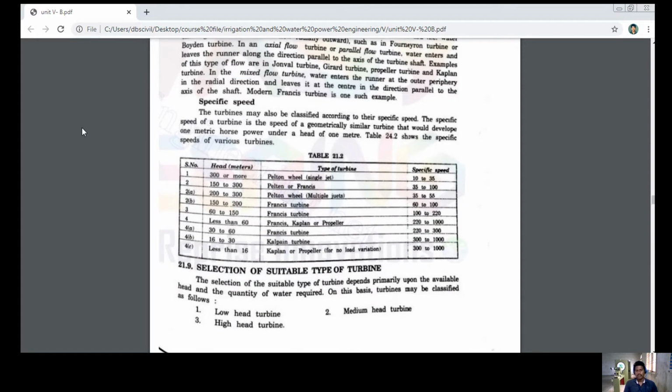Turbines may also be classified according to their specific speed. The specific speed of a turbine is the speed of a geometrically similar turbine that would develop 1 metric horsepower under a head of 1 meter. This table shows the speeds clearly. They are given serial numbers with respect to head in meters, type of turbine, and specific speed. In the type of turbine, they have discussed the Pelton turbine, Francis turbine, and Kaplan turbine.